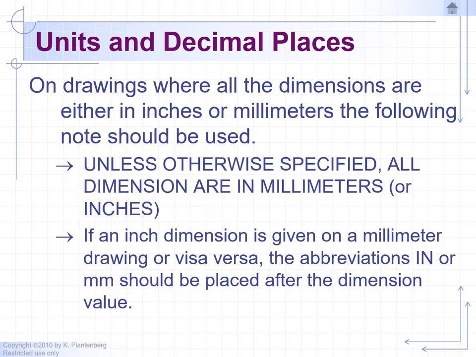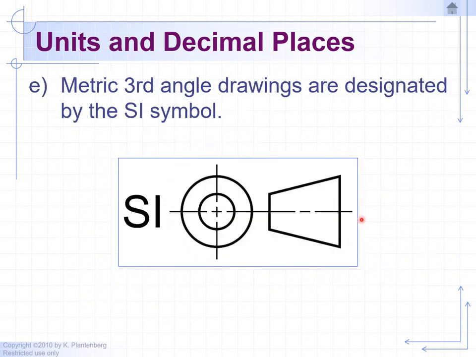Next slide. So once again, this is the symbol for third angle projection. But if you're dealing with millimeters, another way to distinguish from inches is to use SI. Okay, so SI will tell us that we're using the metric system, in this case millimeters and third angle projection. If you don't see the SI, then most likely it would be in inches and not millimeters.